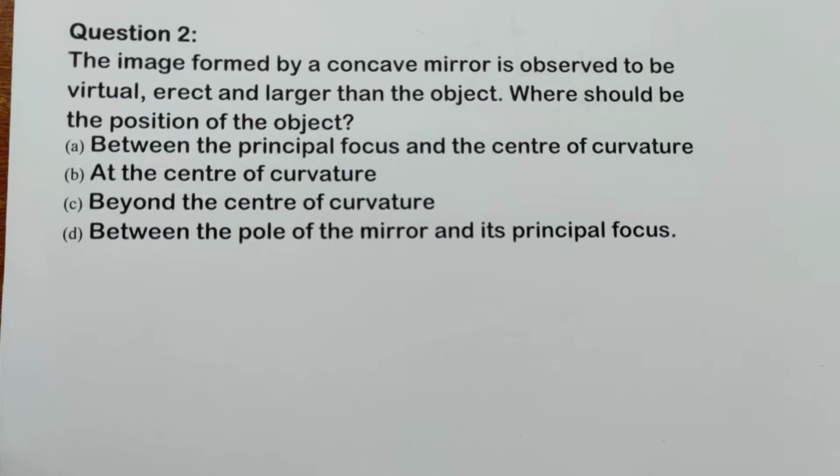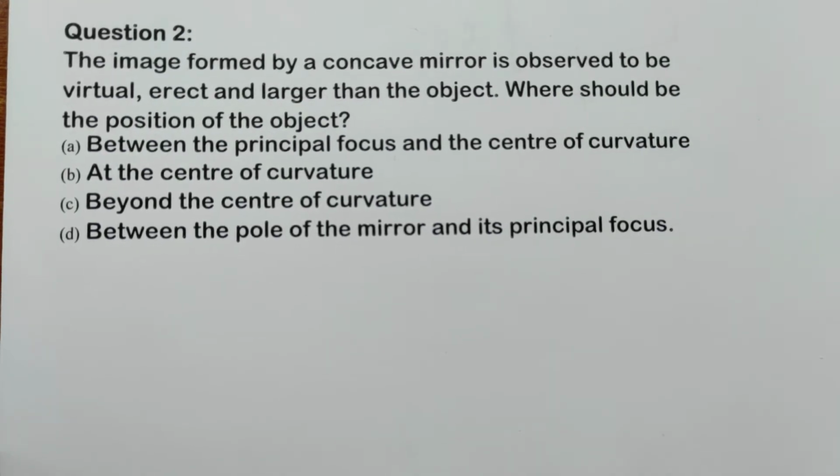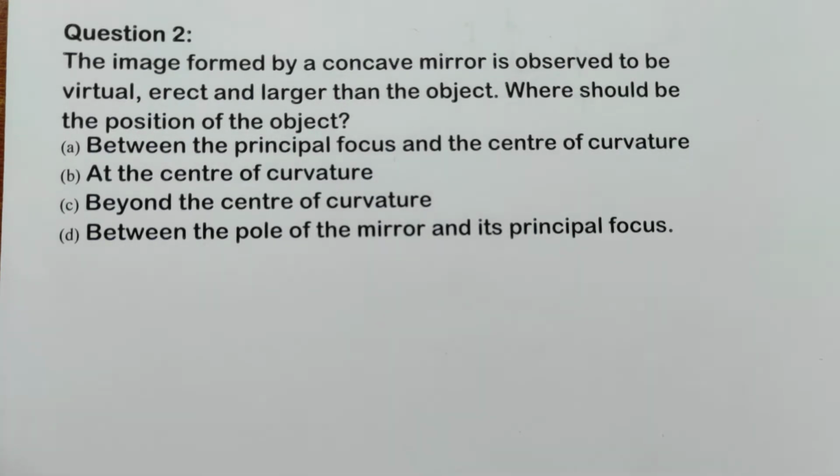The image formed by a concave mirror is observed to be virtual, erect and larger than the object. Where should be the position of the object? There is only one position. It will happen for a concave mirror.